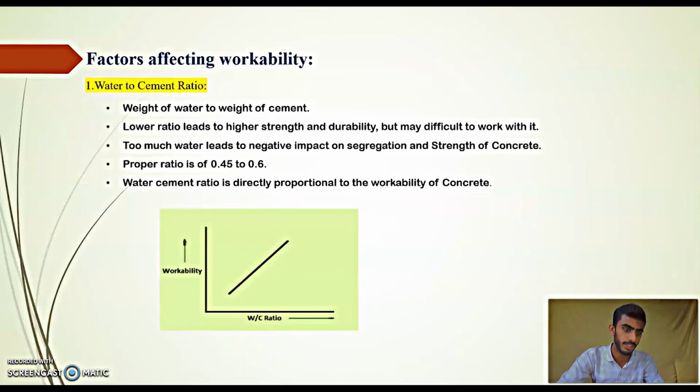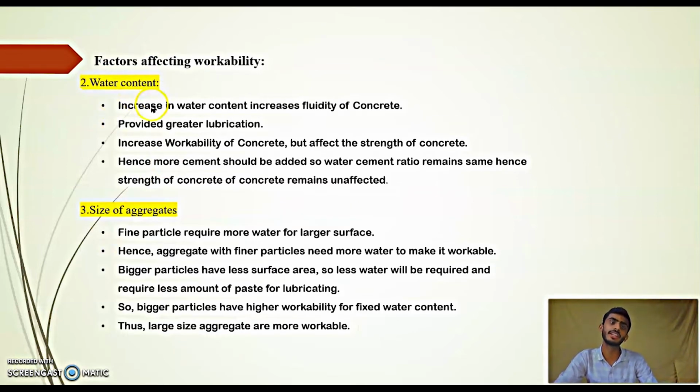Then next is the factor of water content. An increase in water content increases the fluidity of the concrete. Therefore, when the water content is more, the fluidity of the concrete will be more. It provides greater lubrication, so due to more water content, the friction will be less. Therefore the concrete will be easy to place and more compaction will not be required. This increases the workability of concrete but affects the strength of the concrete.